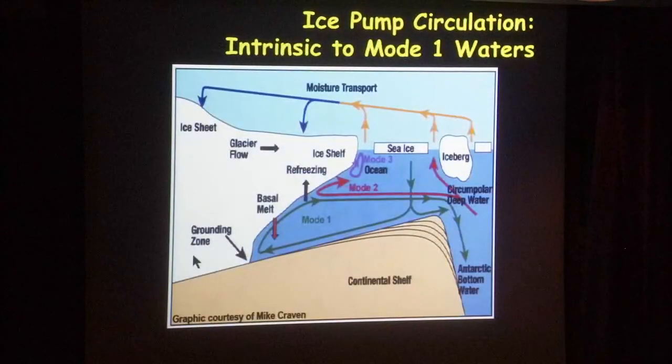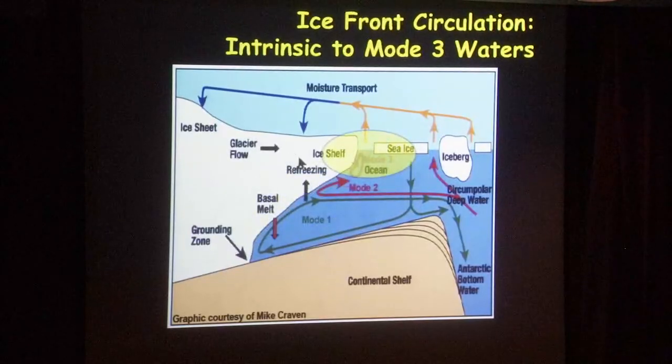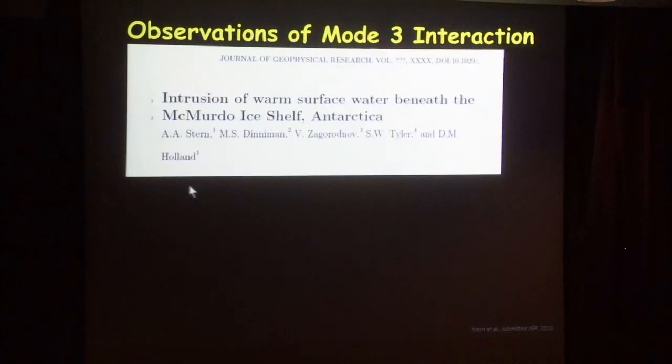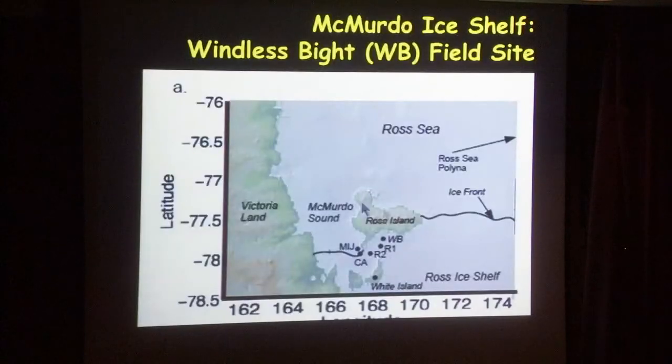This is the ice pump, mode 1, we talked about. Right now, I'm going to jump to a little bit of mode 3. This is work done by a graduate student who put in a measuring device right here at Windless Bight. And the idea is, can you make year-round measurements here under an ice shelf to see mode 1 melting? And can you make measurements of melt rate? And are they equivalent to that formula? Well, we come up a little bit short here because the technology we employed only gave us temperature data, and we were unable to get salinity data. So just one second.